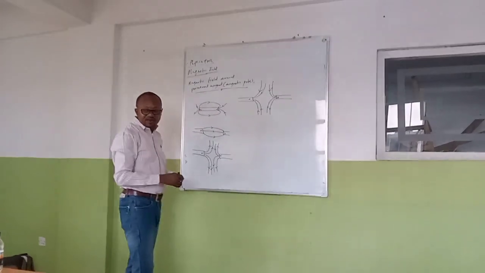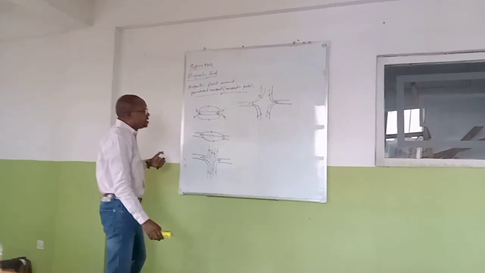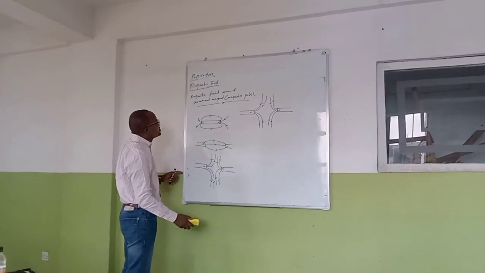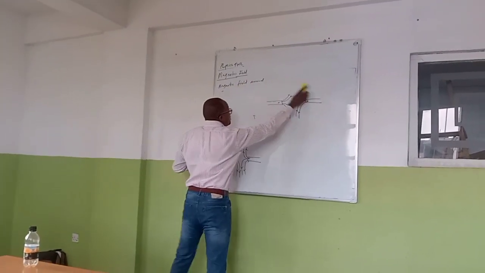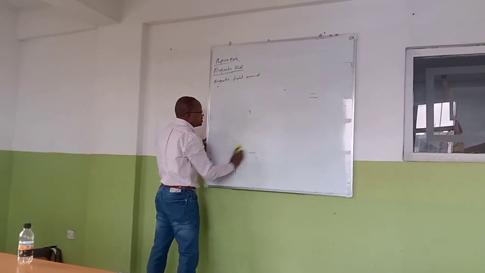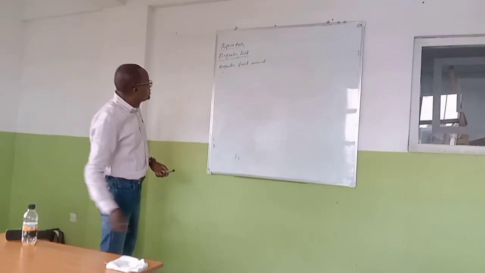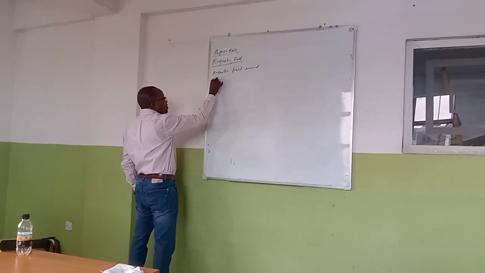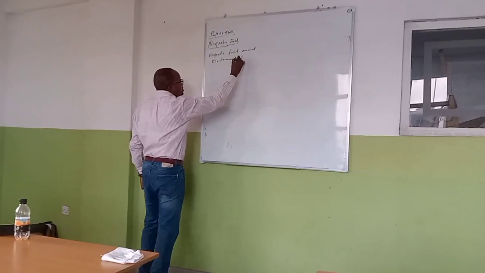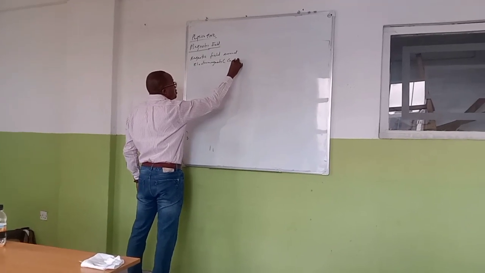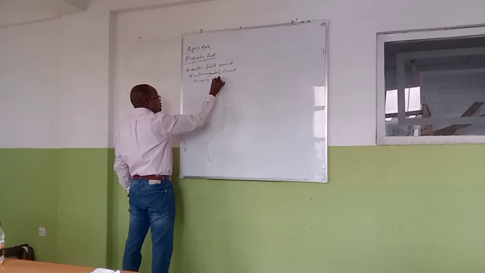Now, the next thing we want to talk about is the magnetic field lines around what? The magnetic field around electromagnets. And remember that I have said before that electromagnets are what? They are current carrying conductors.